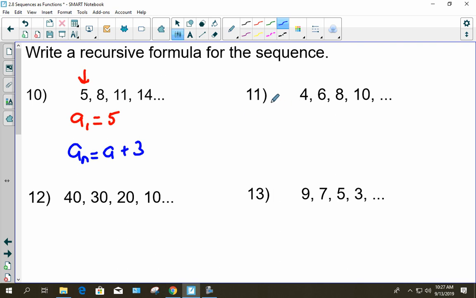No, I don't care about that. They can do that their junior year. You can worry about that your junior year, kids. I'm just showing you this now. You start gaining an understanding of it, okay? So, number 11. What am I increasing by in number 11? So what is A sub 1 equal? Yes, it equals 4. A sub 1 is the first number in your sequence. So A sub n equals A plus 2, okay?